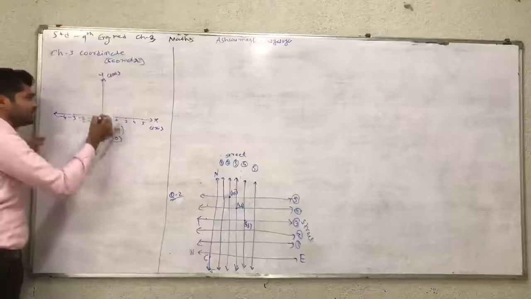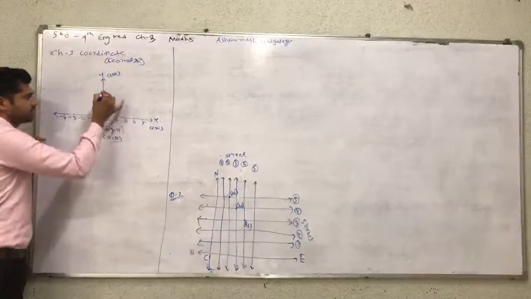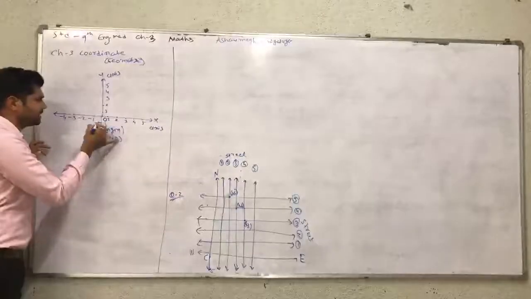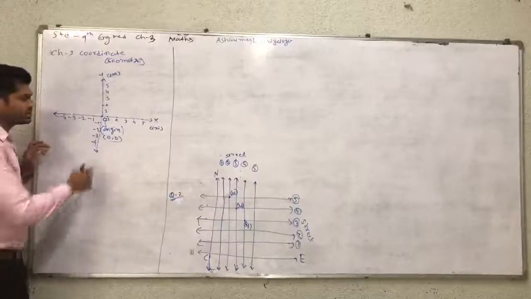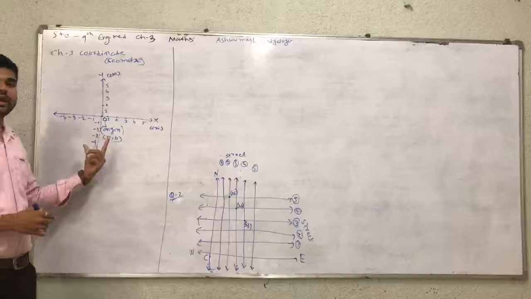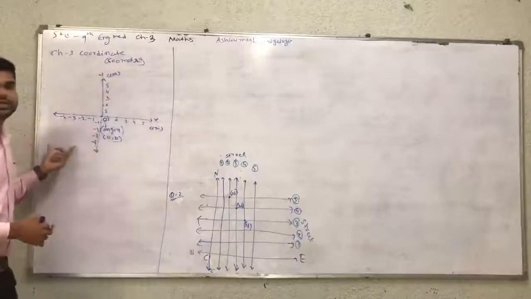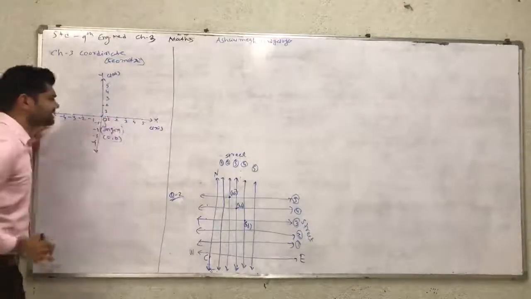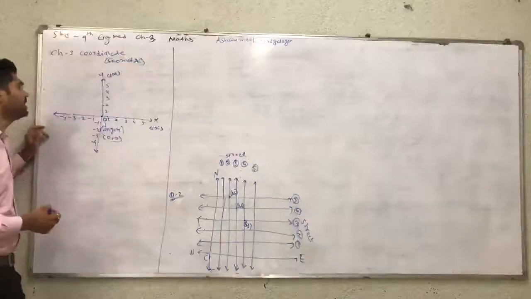Similarly, on the y-axis, this line represents positive numbers, and here negative terms can be represented. So the axes are the negative y-axis, positive y-axis, positive x-axis and negative x-axis. At the center is O, the origin, and its coordinates are 0 and 0.